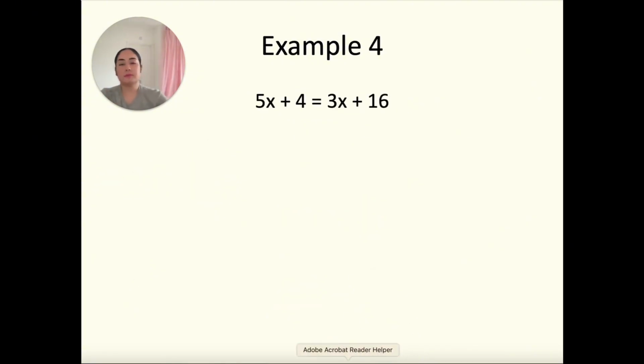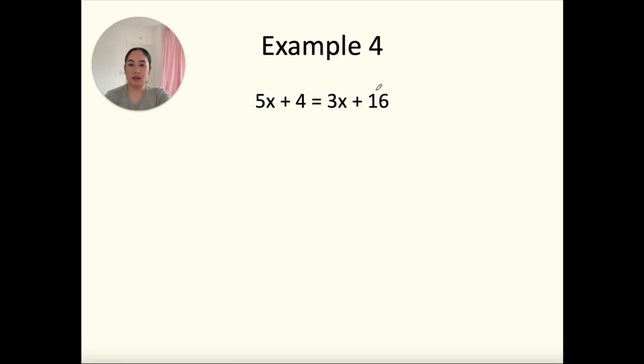Let's keep going. Another example, a more complicated example. This is what a typical GCSE exam question could look like. Now we have 5x plus 4 is equal to 3x plus 16, right? So remember our steps. This is very important that we're going to follow the steps. The first step was we're going to simplify both sides of the equation by combining like terms. I'm going to keep repeating the steps until you get the hang of it and you master them. So we're going to simplify both sides of the equation by combining like terms.